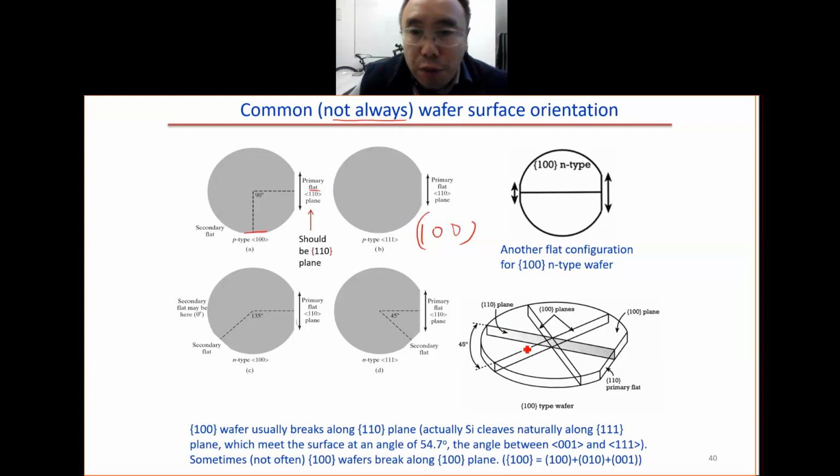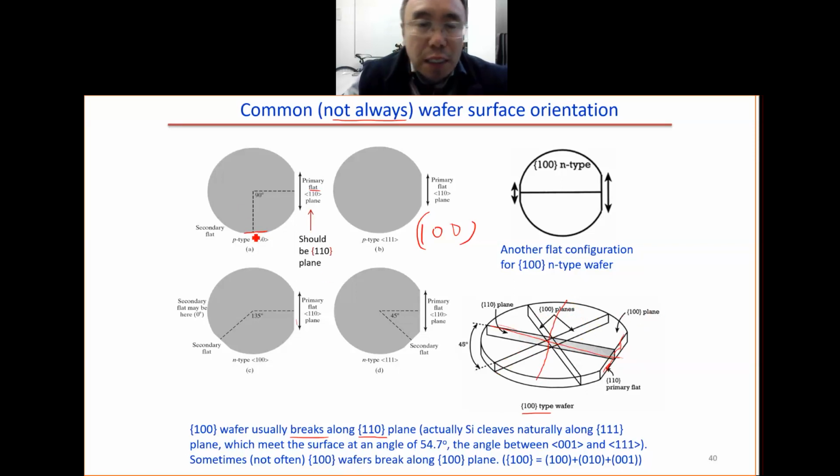So when we want to break the wafer, if we have the 100 type wafer, the main flat here is the 110 flat. When we break the wafer, it easily breaks along this direction, along the 110 plane. That means we can break it along here, or perpendicular to it. It's difficult to break along the 100 direction.